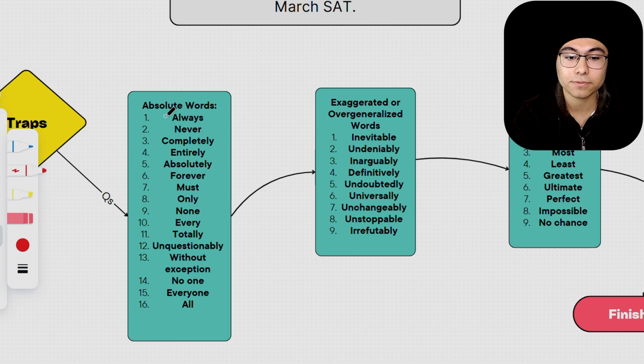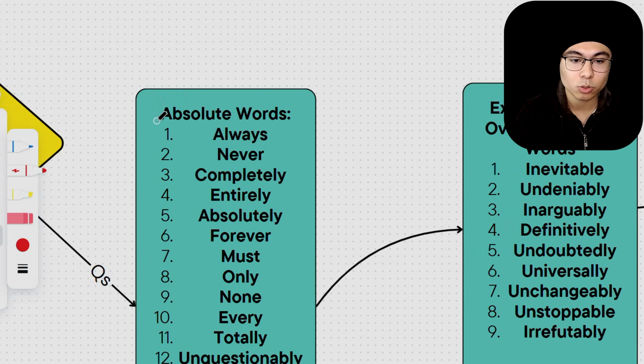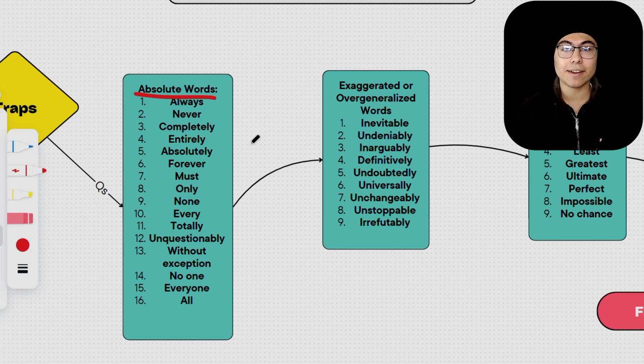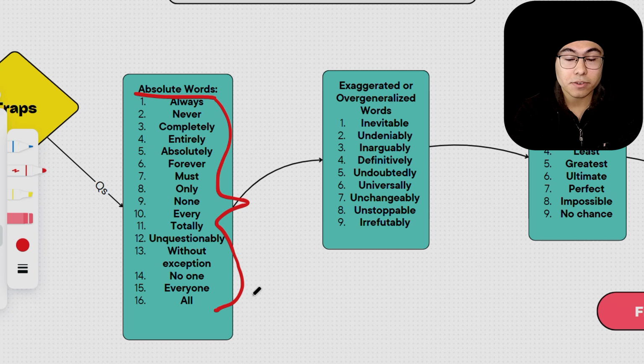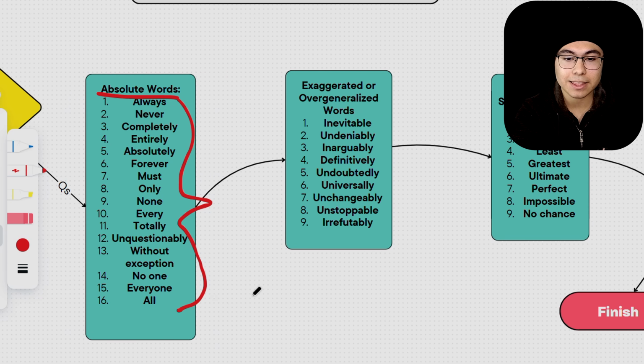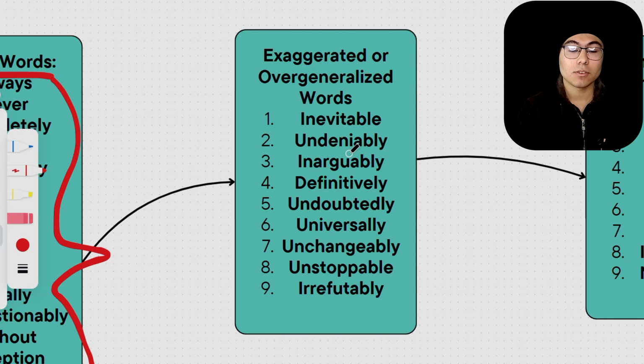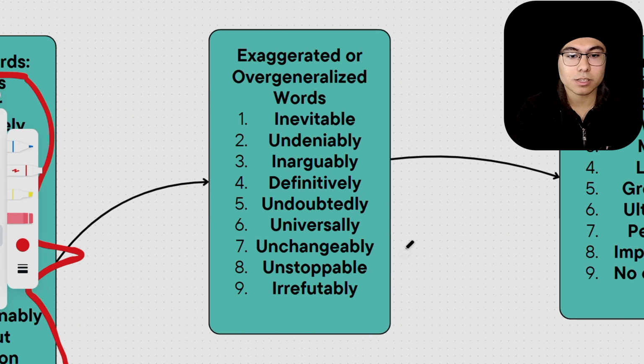So the first type of extreme words is absolute words. Those include words like always, never, completely, forever, all, everyone. And I highly recommend you to be aware of these words. And the next type is exaggerated or overgeneralized words. For example, those words can include inevitably, definitively, undoubtedly, universally, unstoppable. Those words are exaggerated or overgeneralized words.